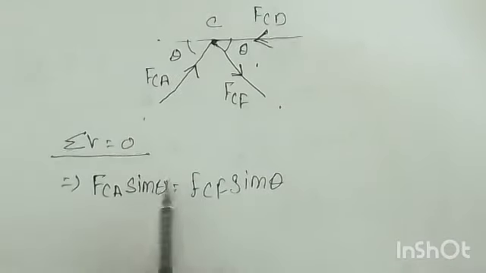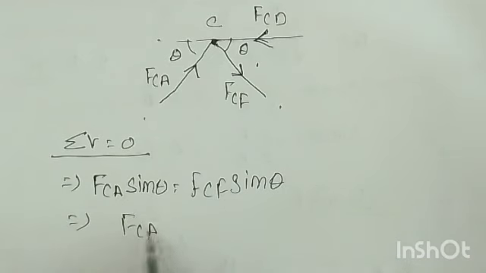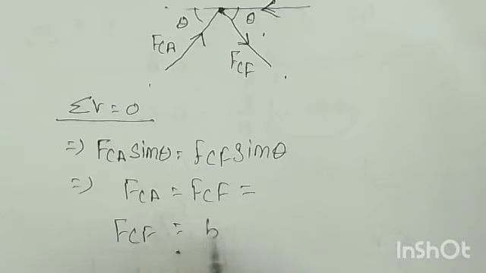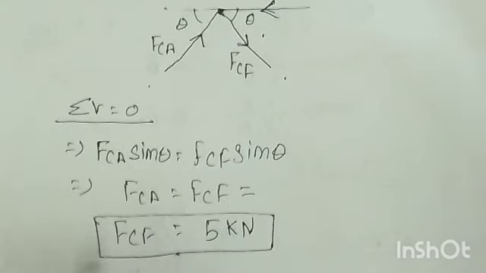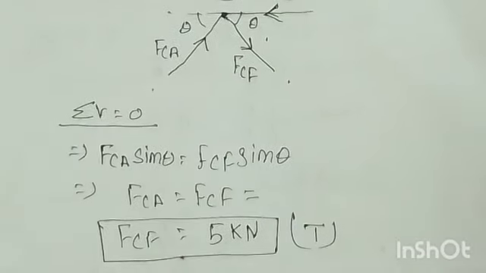Means what? The sine theta gets cancelled. FCA is equal to FCF. And what is that value? That FCA we already calculated, 5 kilonewton. So you can say FCF, right? FCF is equal to 5 kilonewton, right? And what is the FCF? That is tensile. So you can write T, right?